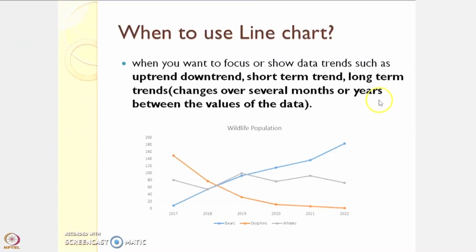Next we look at line chart. So line charts are basically used when you want to focus or show data trends such as uptrend, downtrend, short-term trend, long-term trend, that is changes over several months or years between the values of the data, as you can see in this image.